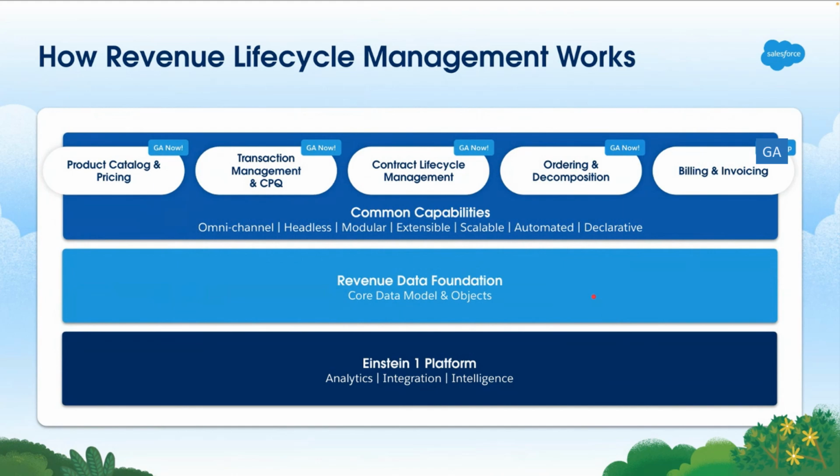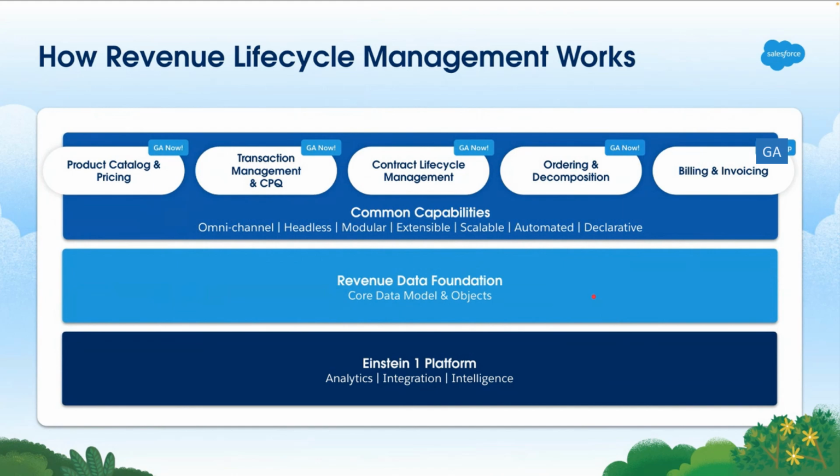Next layer that we see on top is the functional areas provided as a solution of Revenue Cloud. These are product catalog and pricing, transaction management and CPQ capabilities, CLM (contract lifecycle management) capabilities, ordering and decomposition capabilities, and billing and invoicing capabilities. These are all modular solutions, but because they are built on top of the Salesforce platform and take advantage of a common data model, there is no integration needed to share data between these components.